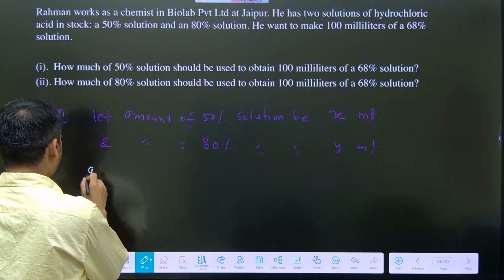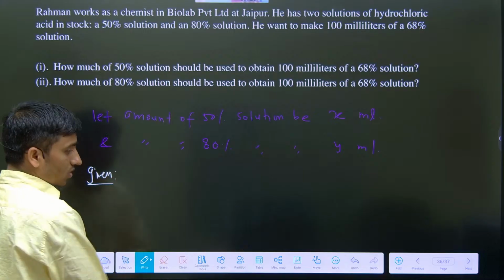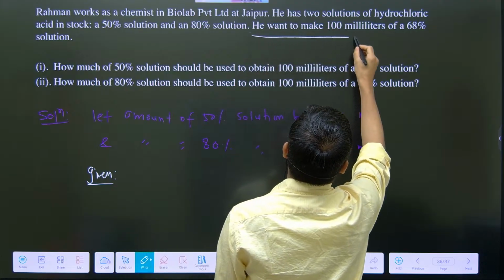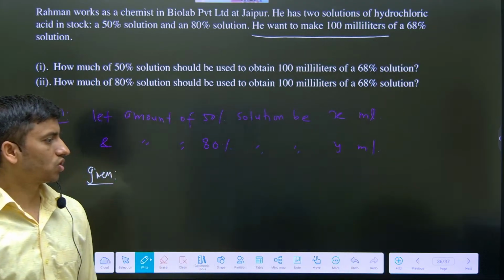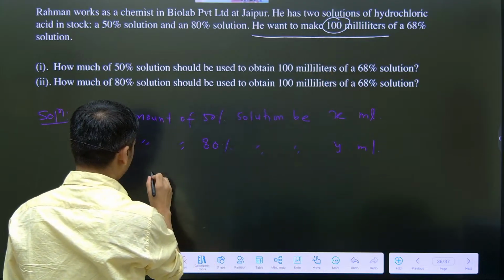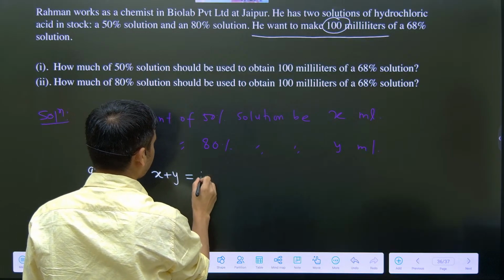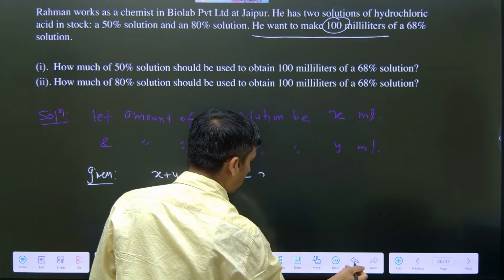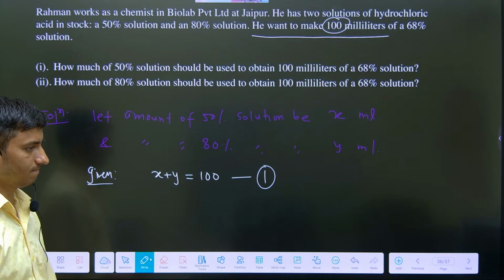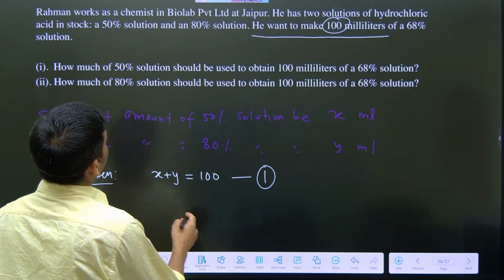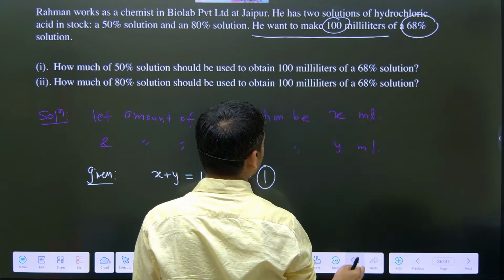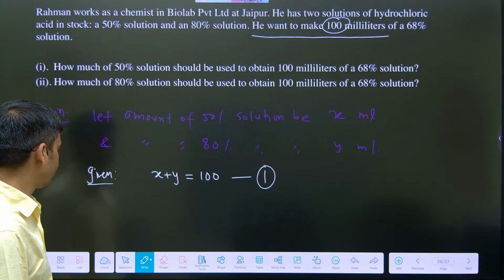So they have given a very simple thing: the volume of the solution which they want is how much? If he wants to make 100 ml of 68% solution. So the first equation we shall get is that the total amount should be 100 ml, right? That means can I say x plus y must be 100 ml? The total amount of these two solutions should be 100 ml. That should be the first equation. And the second equation is the concentration, guys. The concentration of the resultant solution is 68%. Are we getting it?